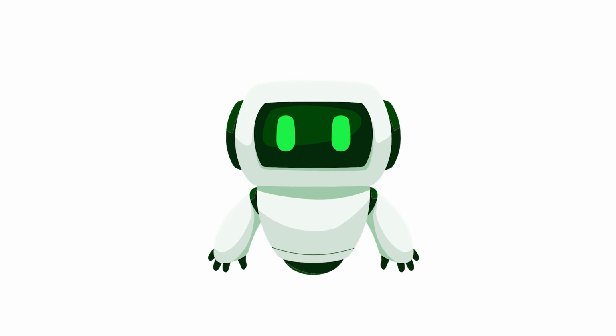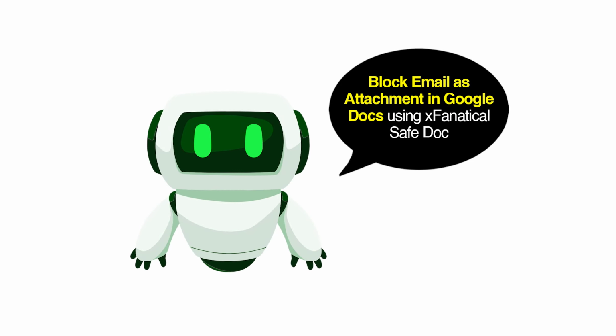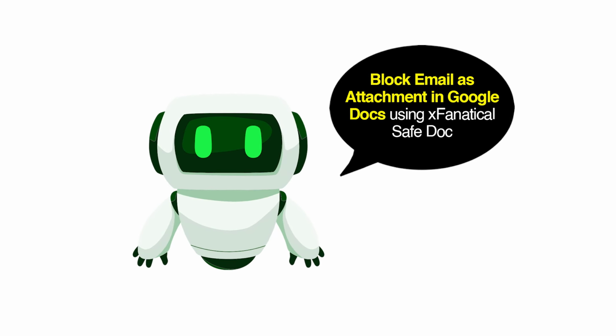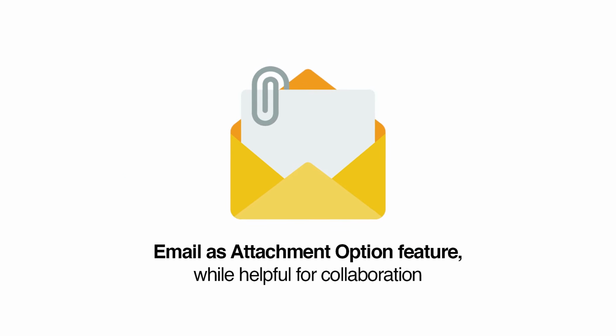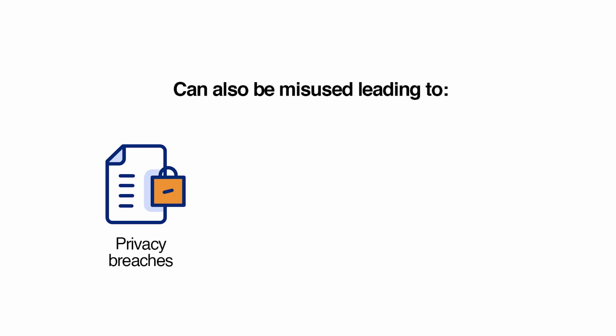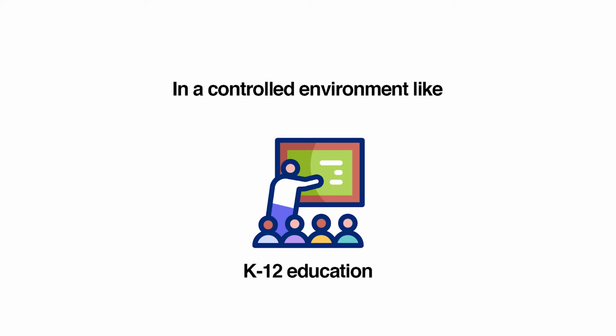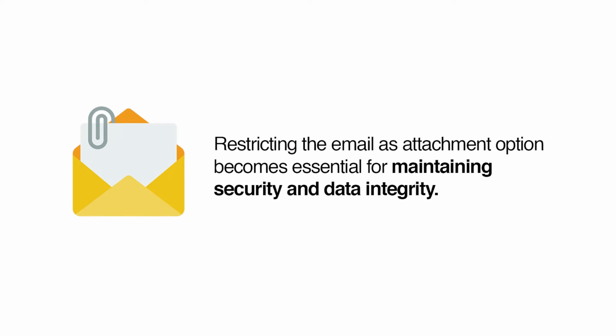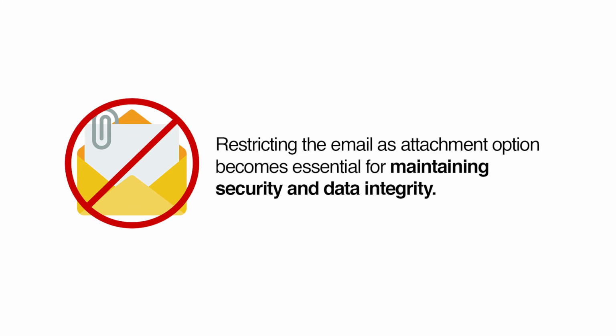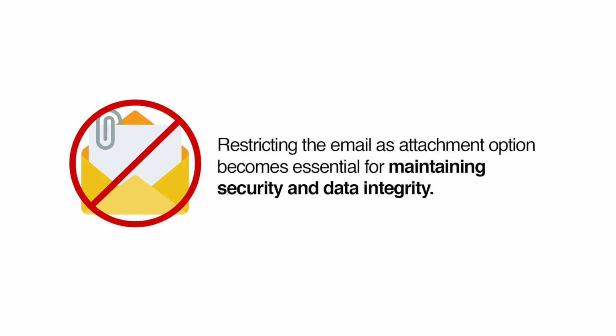Hi there! Today, I'd like to discuss how to block email as attachment in Google Docs using xFanatical Safe Doc. The Email as attachment option feature, while helpful for collaboration, can also be misused, leading to privacy breaches, information leaks, or even academic dishonesty. In a controlled environment like K-12 education or corporate workspaces, restricting the email as attachment option becomes essential for maintaining security and data integrity.